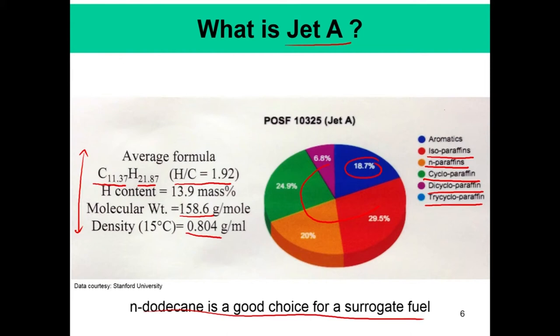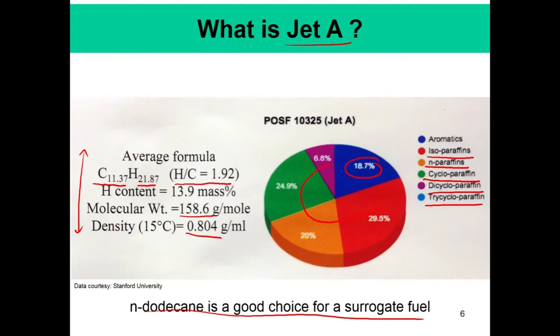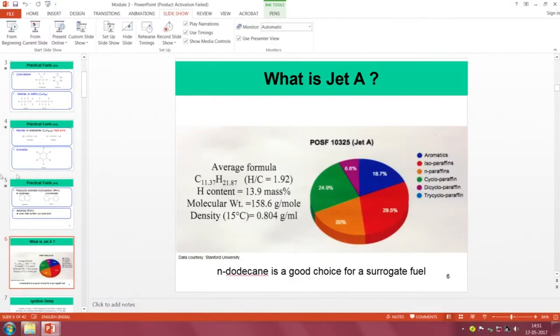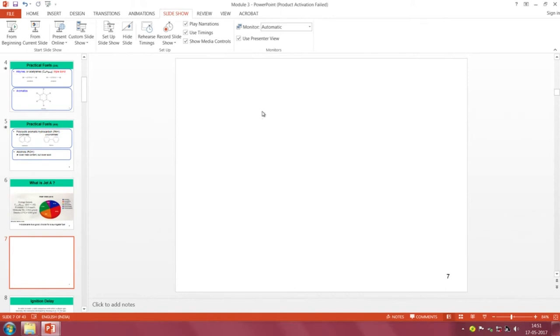Okay. Now, why are we talking about this? We'll just discuss something here. Now, how do you characterize these fuel properties? One important property of fuels is basically what is its ignition delay.